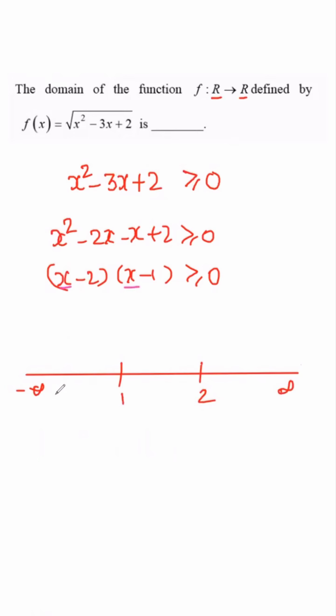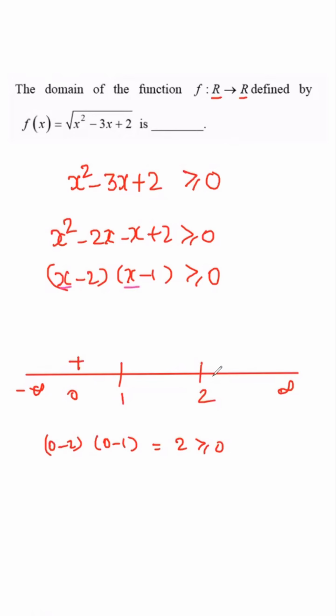Let's take the first interval. Choose a value between negative infinity and 1. Let's take 0. So when you plug in 0 in this expression, you'll get (0 minus 2)(0 minus 1). So overall you'll get 2, which is greater than 0. So in this interval, we'll get a positive number always.